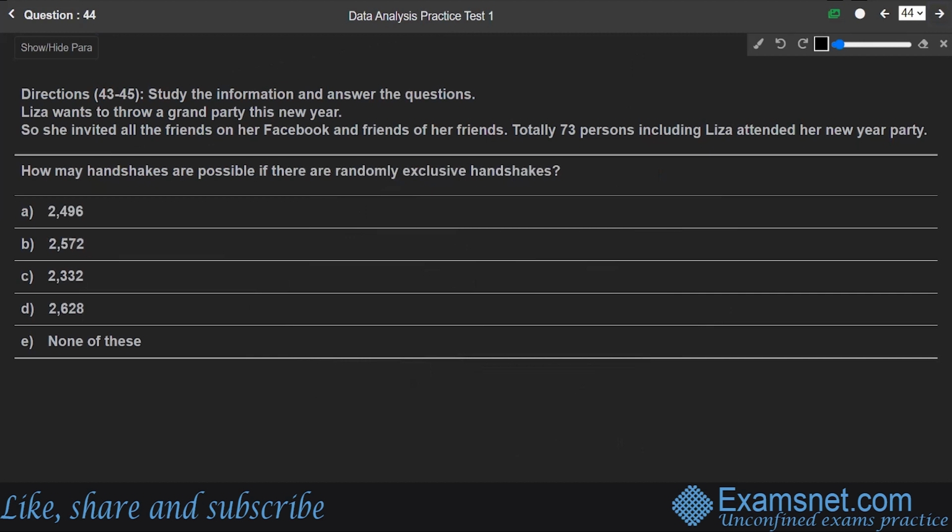The same question continues. Now he's asking how many handshakes are possible if there are randomly exclusive handshakes. So if there are randomly exclusive handshakes, then the total number of handshakes has to be calculated. For that, we'll have to take the help of the concept of combination. What is the concept of combination?